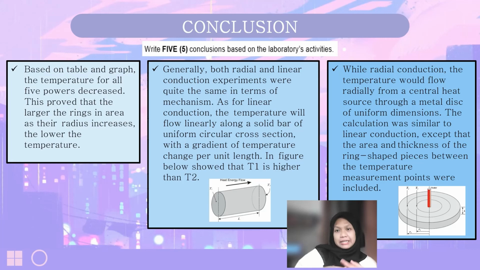For radial conduction, the temperature would flow radially from a central heat source through a metal disc of uniform dimension. The calculation is similar to linear conduction except that the area and the thickness of the ring-shaped pieces between temperature and also the measurement points were included.